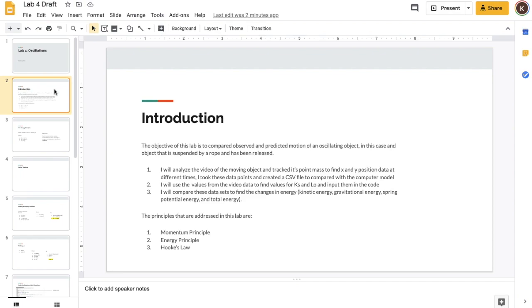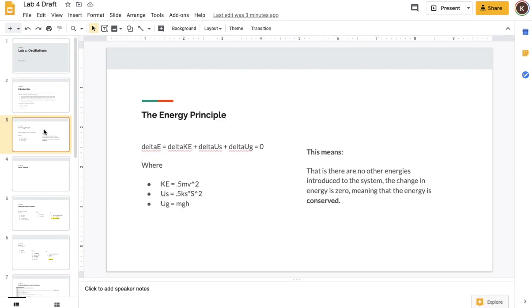Then I will also use values from the video data to find values for the spring constant and L0 to input into the code. And then I will finally compare these data sets and create a computer-generated model to find the changes in energy, including kinetic energy, gravitational potential energy, spring potential energy, and total energy, as well as position data. The principles that were addressed in this lab are the momentum principle, energy principle, and Hooke's law.